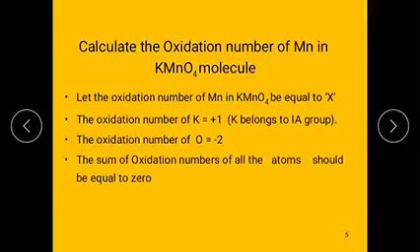According to the rules for the calculation of the oxidation number of an element in a molecule, the sum of the oxidation numbers of the atoms in a molecule is equal to 0. We apply that principle.